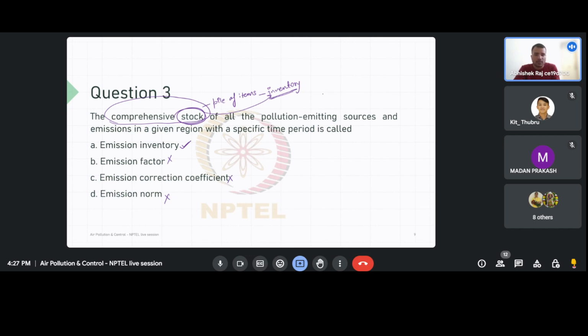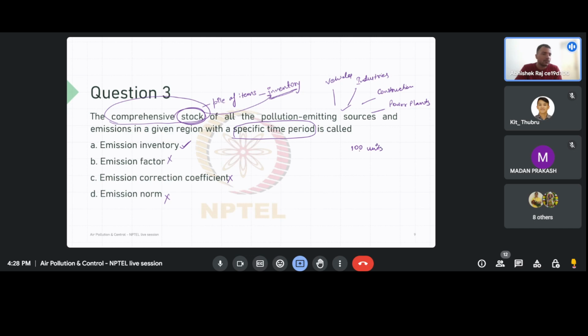But to discuss the quantitative aspects of this, we choose a specific time period. We'll choose a year or a month, depending upon our analysis. And we'll consider all the pollution emitting sources. This can include vehicles, industries, and other sources of pollution, let's say construction. One of the major sources in India is power plants, coal-based power plants. For all of these sources we'll take the time period and calculate how much is the emission from all these sources.